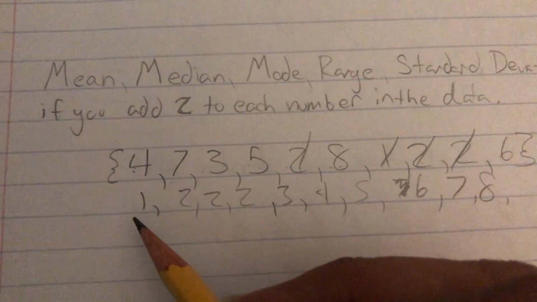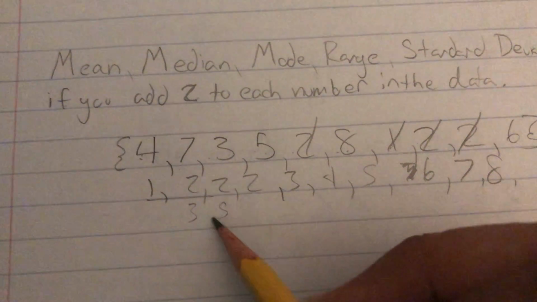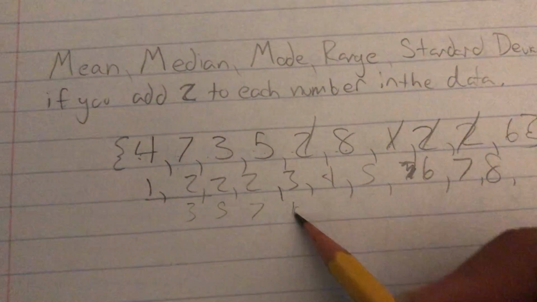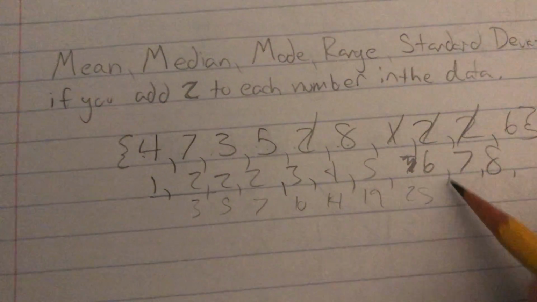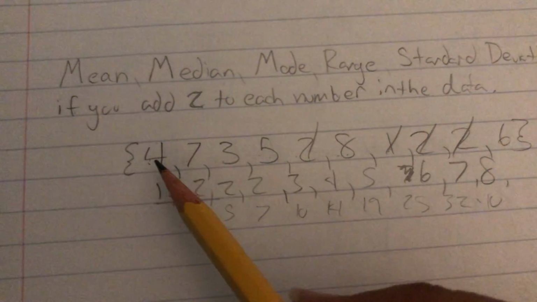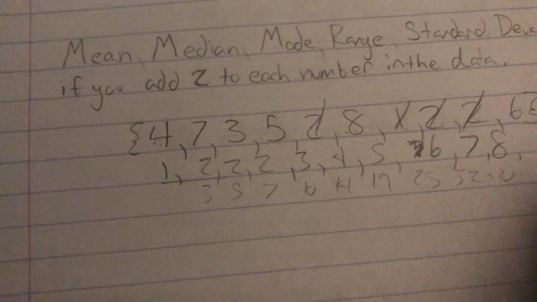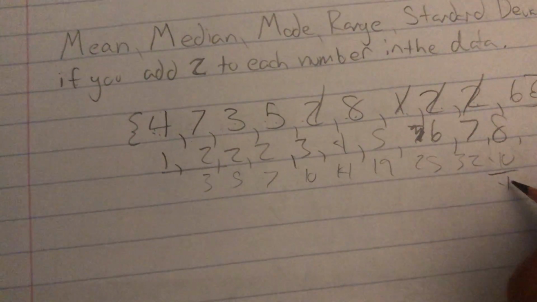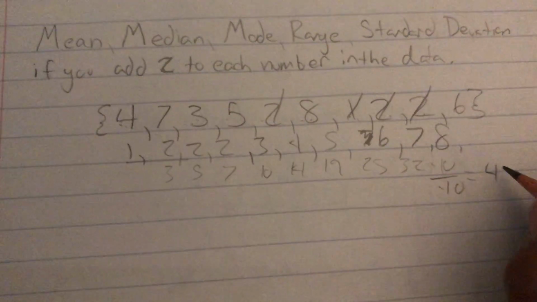So let's find the mean. You add it up and divide by how many numbers there are. This is going to be 3, 5, 7, 10, 14, 19, 25, 32, 40. 40 divided by 1, 2, 3, 4, 5, 6, 7, 8, 9, 10. 40 divided by 10 is going to make 4. So our mean is 4.